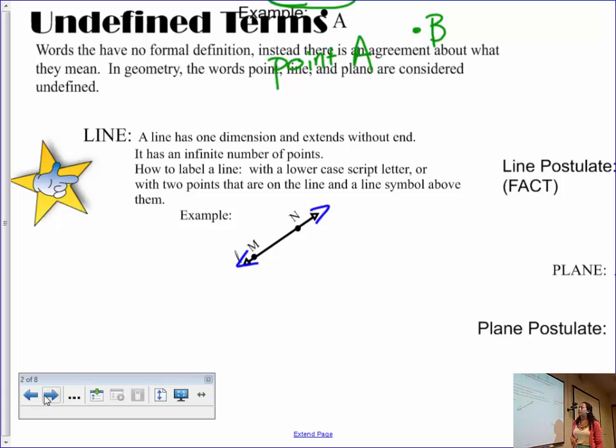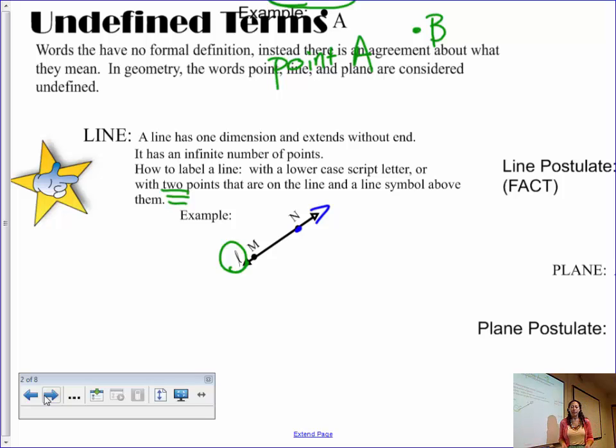Okay? It has an infinite number of points. So we've picked out point M and point N, but there are really an infinite amount anywhere between M and N and on the other sides of them. So we're going to talk about how to label a line. You can either label it with the lowercase script letter, which I've covered up with my arrow. This guy right here is a lowercase L. So we can name it with the lowercase script letter at the end of the line, or you can name it with 2 points. Notice that I said 2 points, not 3, not 4, but 2 points that are on the line and a line symbol above them.